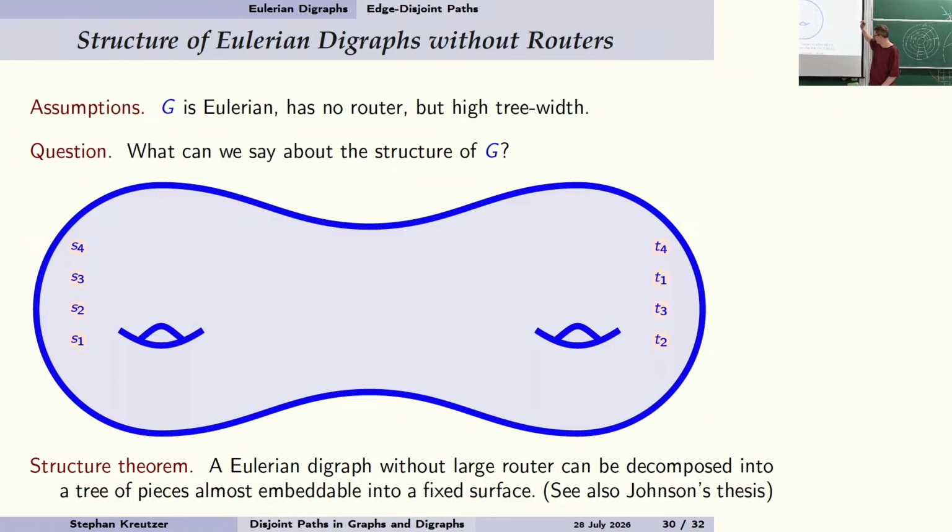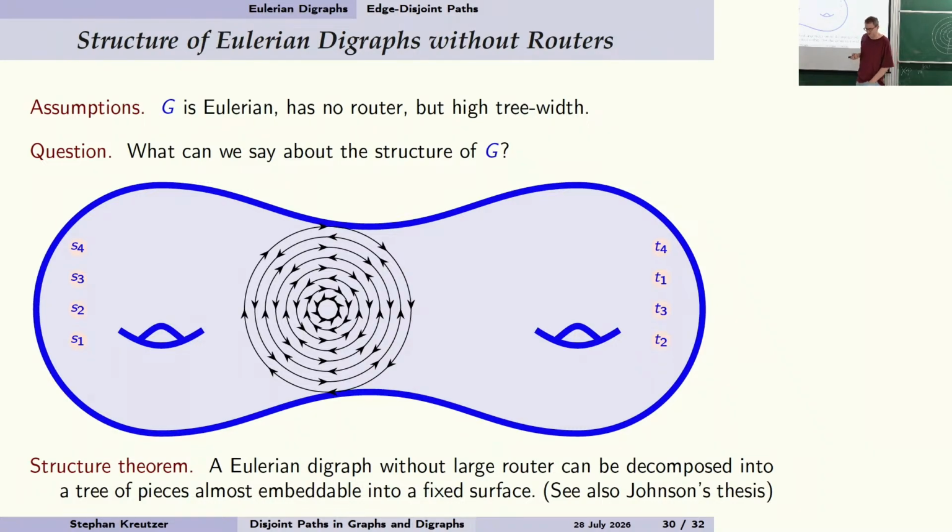So if we assume that we have a Eulerian directed graph, we don't have a large router and high directed tree width, then the extruded grid theorem gives us this large wall, and as we saw, if we don't have a router, I get this large swirl thing. And for Eulerian digraphs, there's also a structure theorem. A version was proved in Johnson's thesis already, if you know this. And we also proved one.